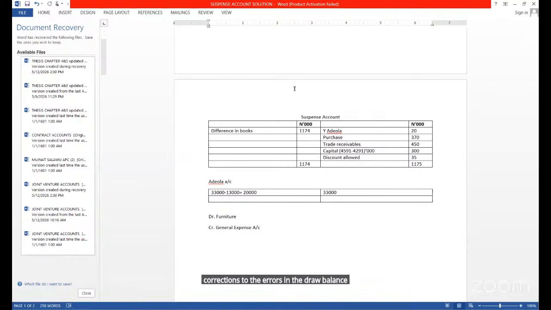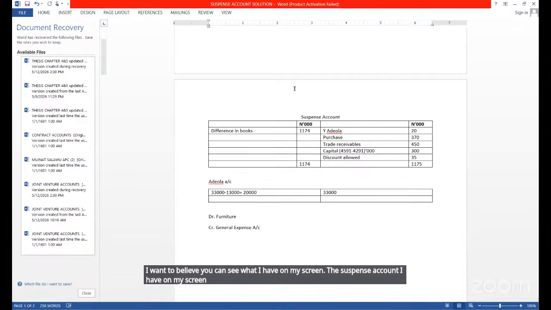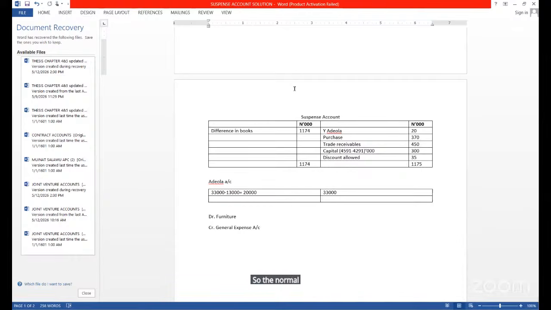Are we together? So you open a suspense account. It is just like any other account. It is a T, it has a title, and then you will total at the end of the day. I want to believe you can see the suspense account I have on my screen. The way you open an account is the normal way a suspense account looks like.